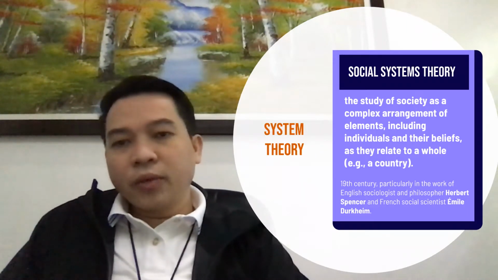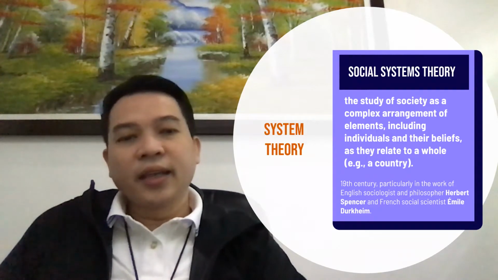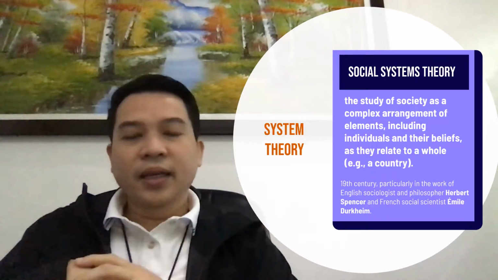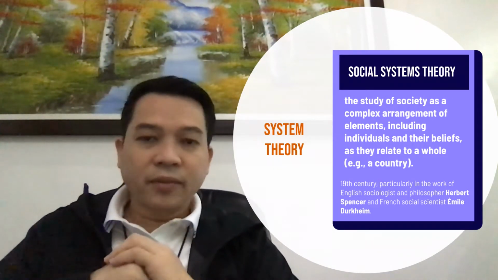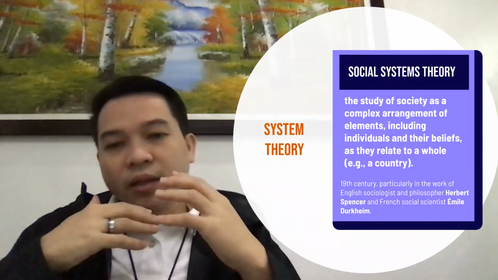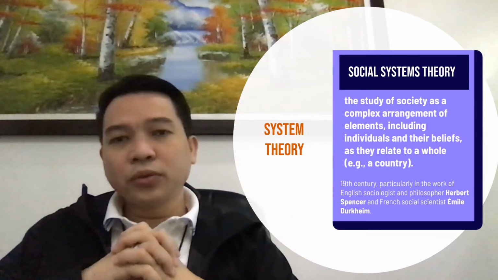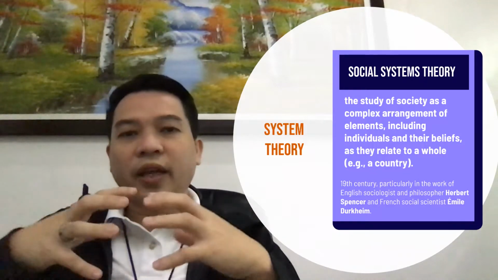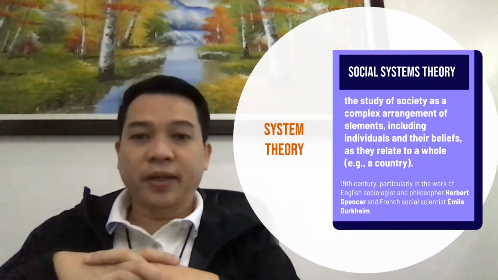In their discussion, they were building up what we call a social systems theory, which in social science deals with the study of society as a complex arrangement of elements, including individuals and their culture, their beliefs, and how these relate to the entire whole. Say, for example, a country or a certain organization or the government or other corporate institutions, that will look into how we have this holistic perspective. The system theory tries to posit the perspective that an organization should have a holistic view of the intention, the purpose of the organization, as well as the interrelation of its parts.